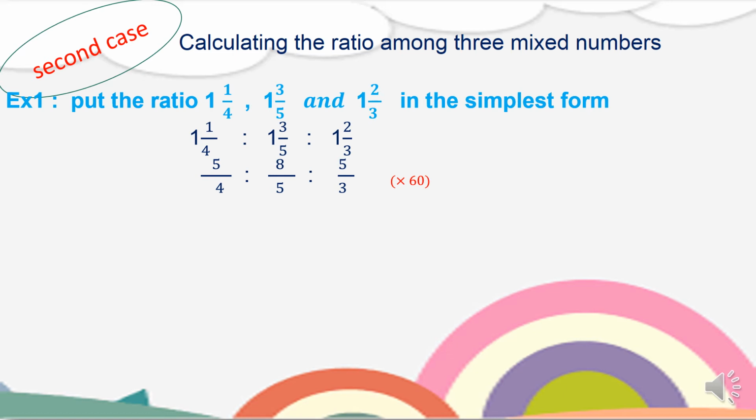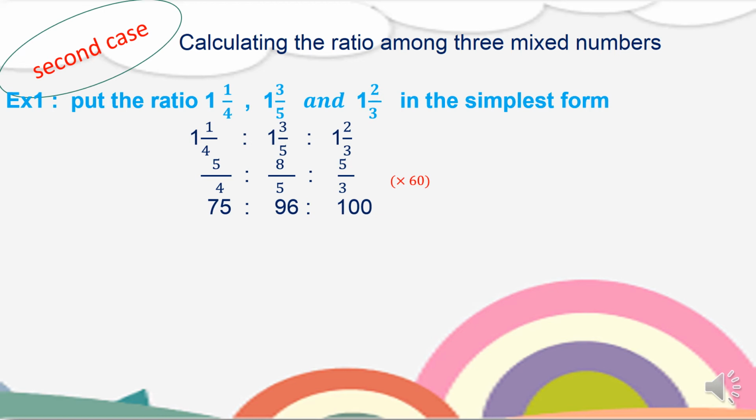So 5 over 4 times 60 equals 75. And 8 over 5 times 60 equals 96. And 5 over 3 times 60 equals 100. And these three numbers are in their simplest form because I don't have a number that divides all of them.